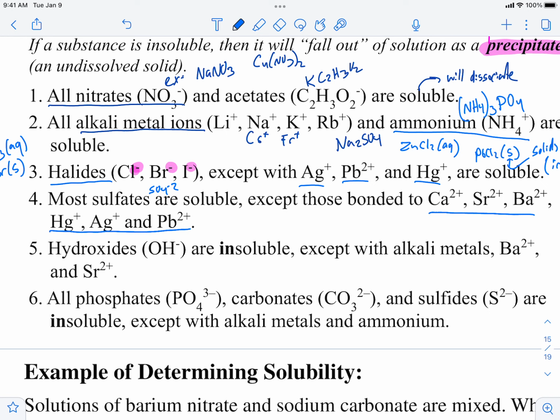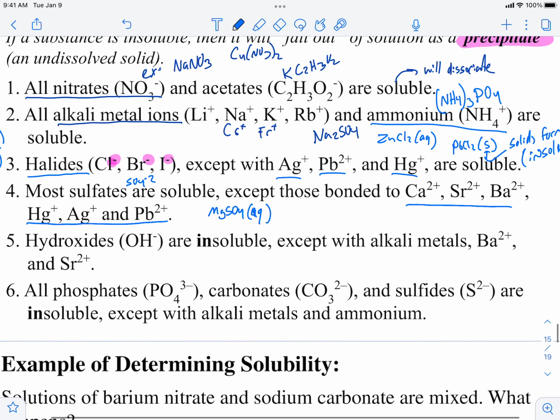So if I wrote MgSO4, what would MgSO4 be? Would it be aqueous or would it be solid? It would be aqueous because it is soluble. Most of the sulfates are. But if I wrote SrSO4, strontium sulfate, that is one of the exceptions that is not soluble. It will form solids. It will precipitate out, and you'll see cloudy chunks.